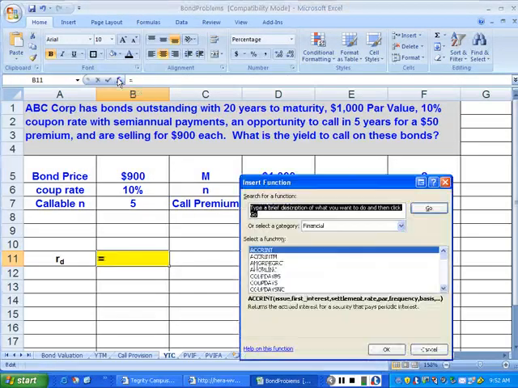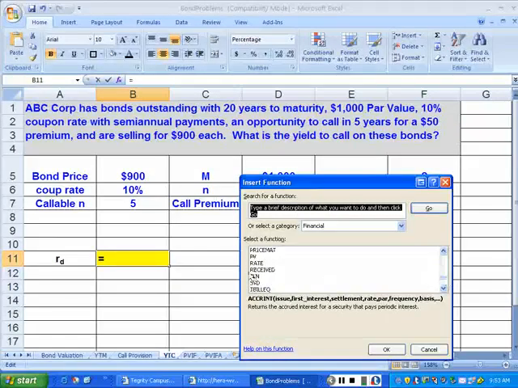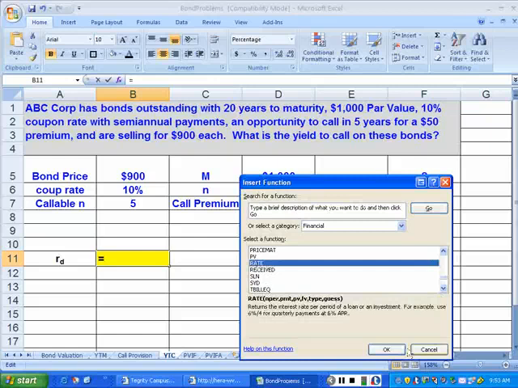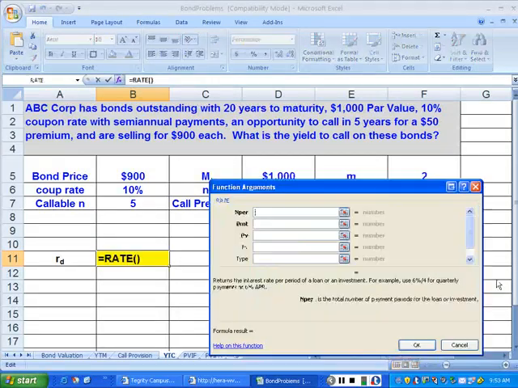So let's go to our function wizard, and under the financial functions we want the function RATE. Now note that there are yield and yield to maturity ones, but since we're only dealing with annual basis, the rate function really serves us much better, a lot easier to be able to work with. So we'll choose the rate function.